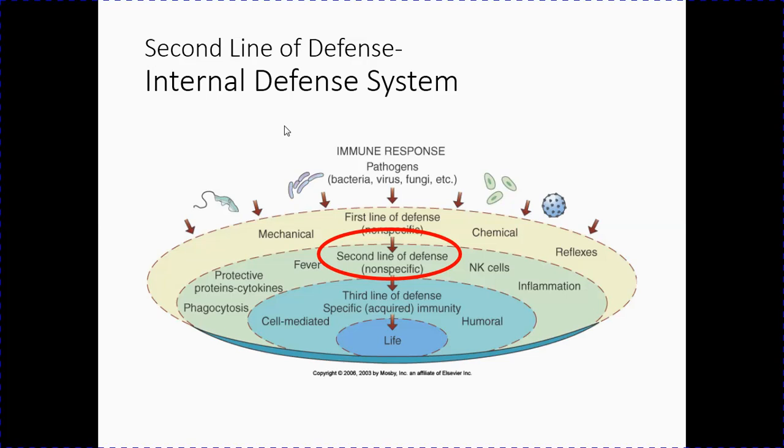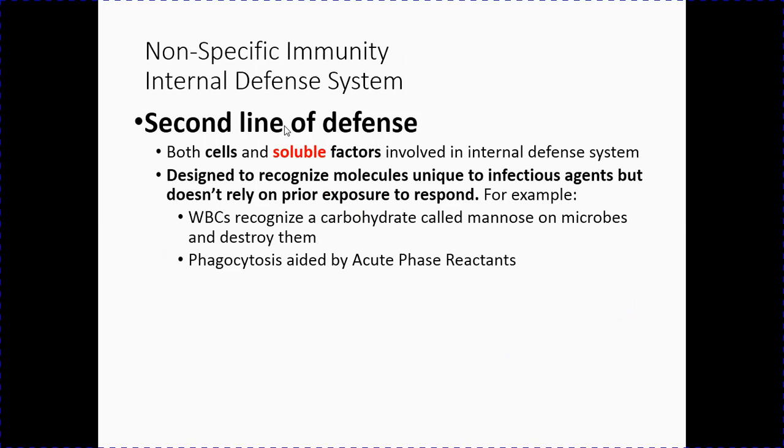The next, that was the first line of defense, so that's really the mechanical side, the chemical, the pH balance, and then reflexes like coughing, sneezing, flushing of urine. Second line of defense, still non-specific. It's going to include some cellular components, some soluble factors like acute phase reactants, responses like fever and inflammation. We're going to talk about all those things. And we're going to ignore, of course, acquired immunity until another day from now.